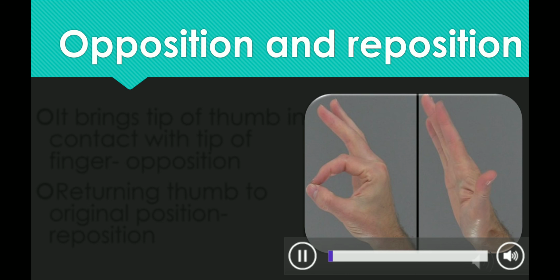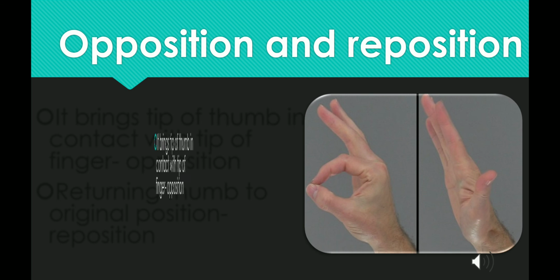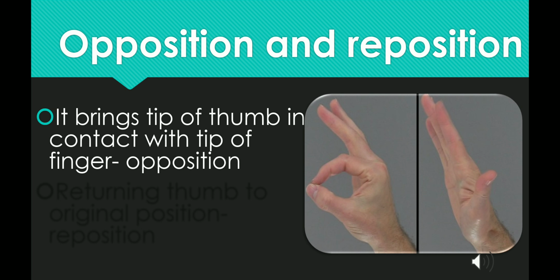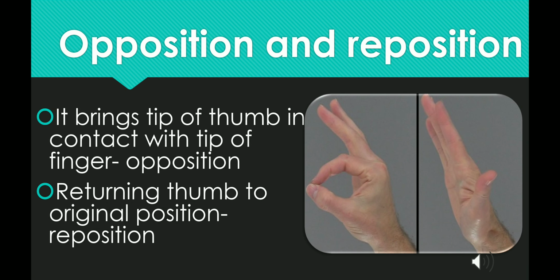The next movement is opposition and reposition. Opposition brings the tip of the thumb in contact with the tip of a finger. In the figure you can see opposition, that is, the tip of the thumb is in contact with the tip of a finger. Reposition is returning the thumb to its anatomical position. In the second figure you can see reposition.